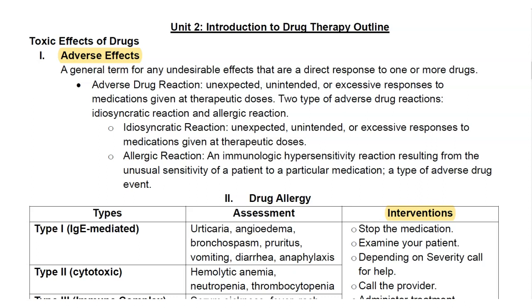Now, we can classify them into two. There are two types of adverse drug reactions: an idiosyncratic reaction and an allergic reaction. An idiosyncratic reaction is a reaction that's not allergic in nature, and it's unexpected, unintended, and an excessive response to medication, although everything was given the way it was supposed to be given. An allergic reaction, on the other hand, is an immune response. It's an immunologic hypersensitivity reaction that results from the unusual sensitivity of a patient to a specific drug or medication. So this is a type of adverse drug event or adverse drug reaction.